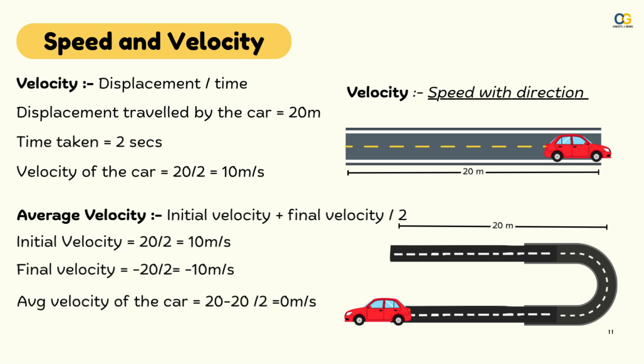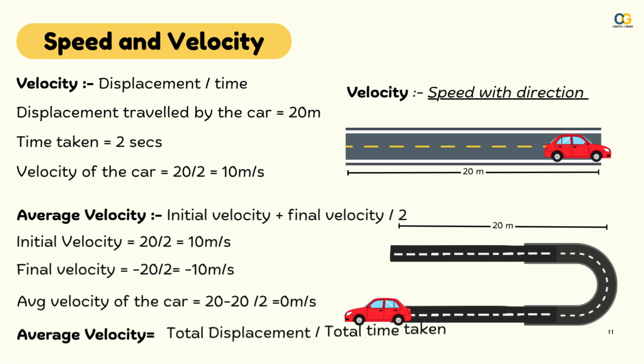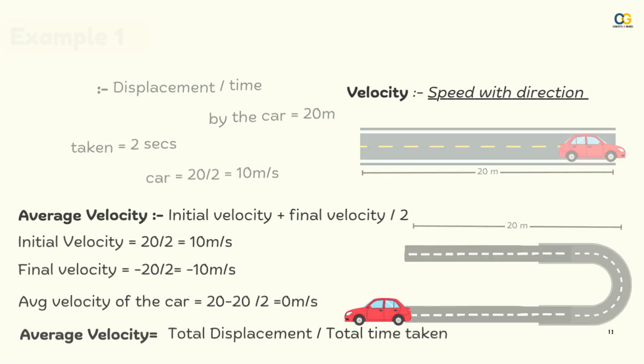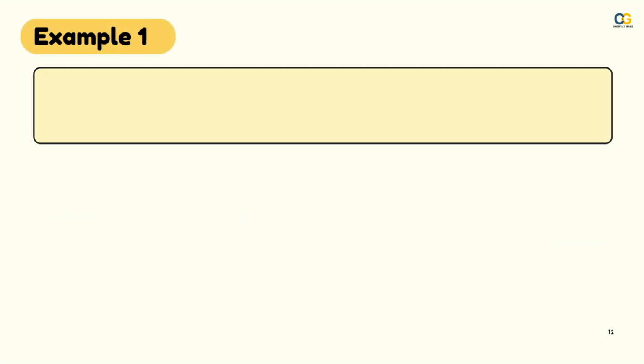Average velocity can also be calculated as total displacement by total time taken, where here the total displacement is 0 since the final and initial position are same. Hence, the average velocity is 0. Let us solve an example to understand things better.